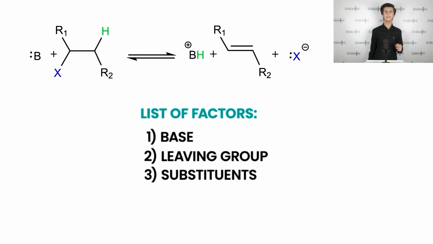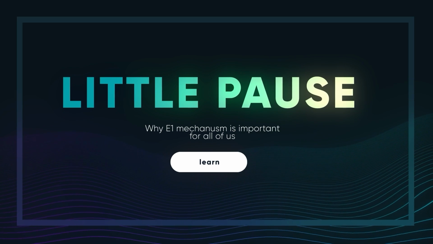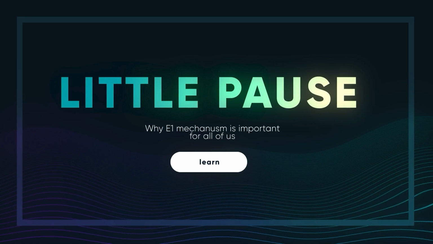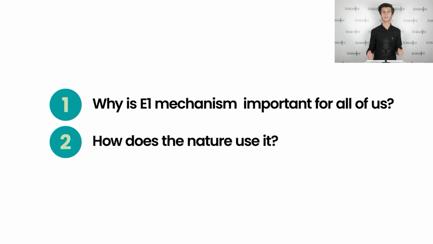We have already seen in the previous chapter dedicated to nucleophilic substitution how solvation can stabilize leaving groups and intermediates. It is clear that now you have learned quite a lot of new information, so let us have a short break. During this break, we'll find an answer to the question, why E1 mechanism is so important for all of us and how nature uses it.